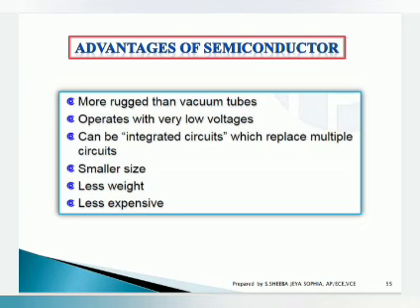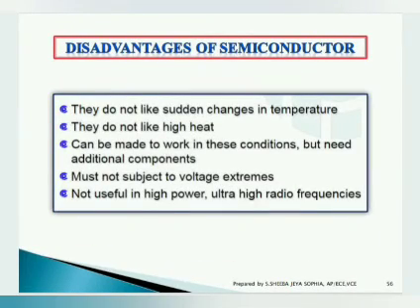And of course, any product has its advantages and it has its own disadvantages too. Moving to the disadvantages part of semiconductor, they do not like sudden changes in temperature. Yes, if there is very high temperature, as I have mentioned earlier, heat can change the dopant concentration, can change the valence band and conduction band concentration. So of course it changes the basic character of the material, which results in abnormal changes. They do not like high heat. The same thing, temperature increase can cause heat in the material also.